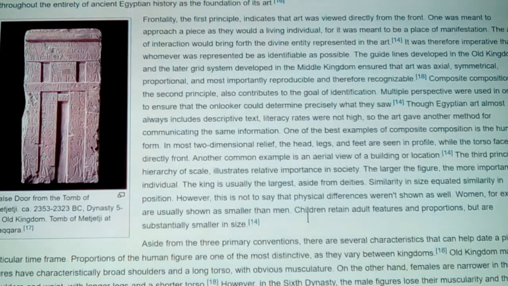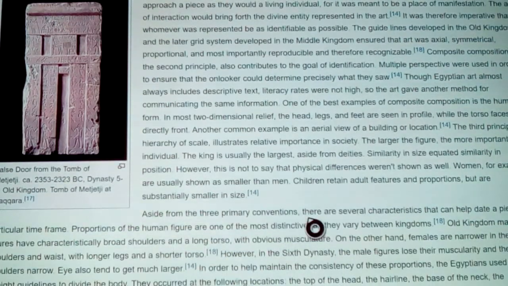The third principle, hierarchy of scale, illustrates relative importance in society. The larger the figure, the more important the individual, i.e. the king is usually the largest aside from deities, but a lot of times because he's shown as a deity, you show him at that same size. Similar in size equated similarly in position somewhat. However, this is not to say that physical differences weren't shown as well. Women, for example, are shown as a little smaller than men, and children retain adult features and proportions but are substantially smaller in size.